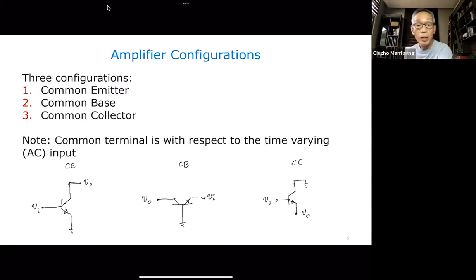So those are your three configurations. Again, the common terminal is with respect to the time varying input. It's not with respect to DC, it's with respect to the time varying input. Later on, it's going to be clearer to you what we mean by that, because your circuit for your time varying input and your circuit for your DC input are actually two different circuits. And then remember, we apply the principle of superposition. Your DC input, that is your biasing, then your AC input, that is your signal to be amplified.